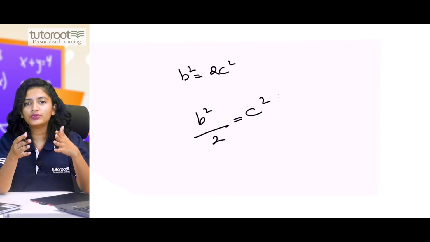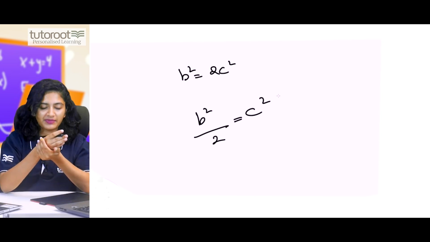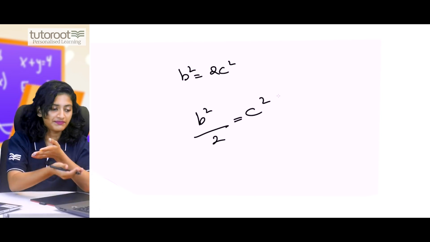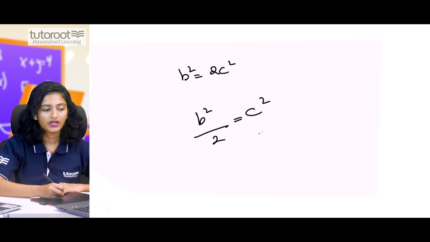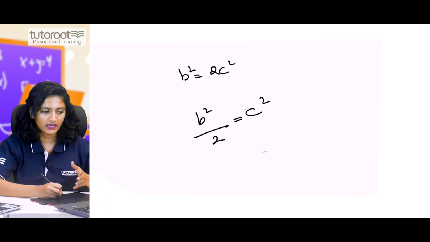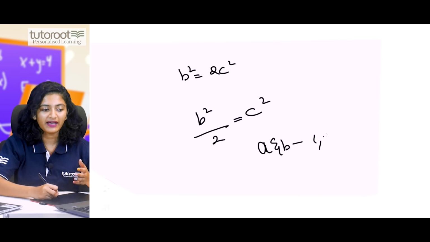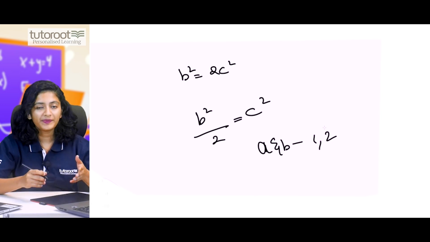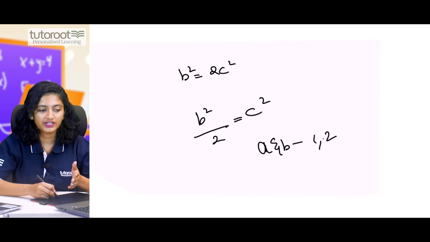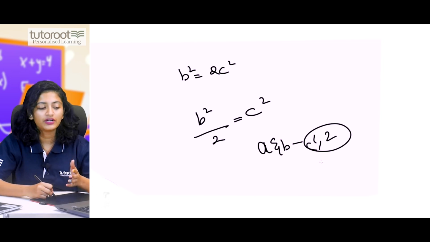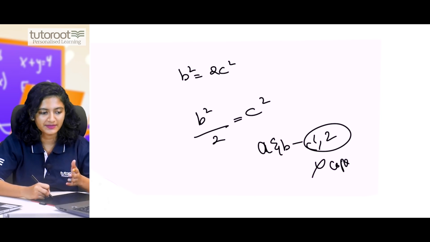This means that 2 also divides B, because if 2 is dividing B square, it should also divide B. So this leads us to the fact that A and B can be divided by 1 and 2. Co-primes should have only one common factor, but here you have 2 common factors. So this means that A and B are not co-primes.